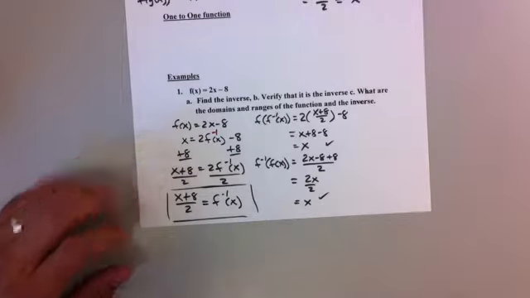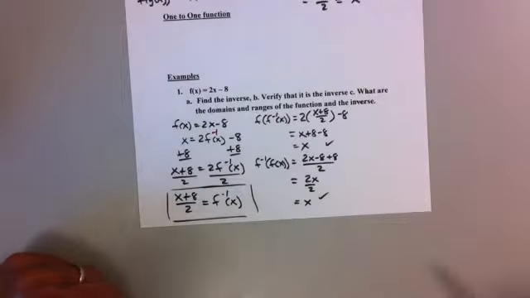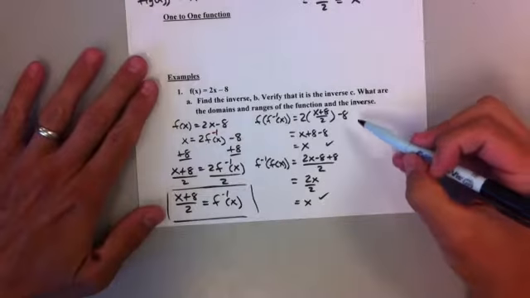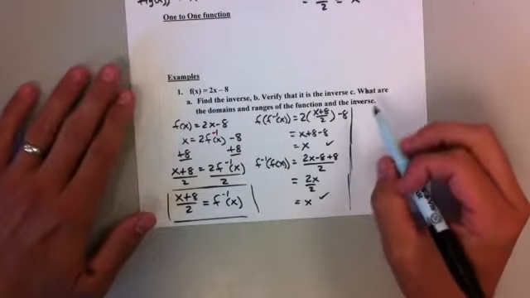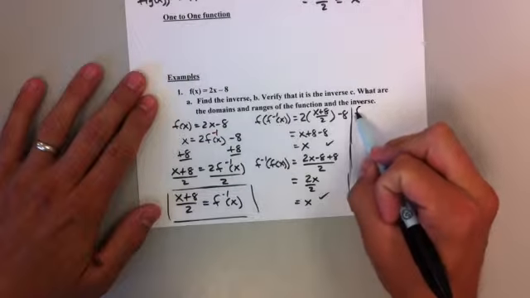So they are inverses of one another. Okay, now the last thing that I'm being asked to do is what are the domains and ranges of the function and the inverse? All right, well, let's just draw a little line right here. Okay, let's talk about f of x right now.